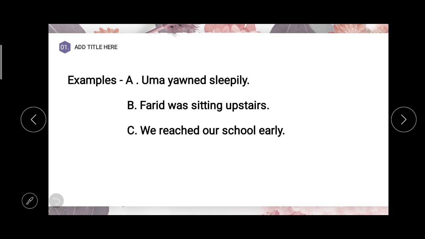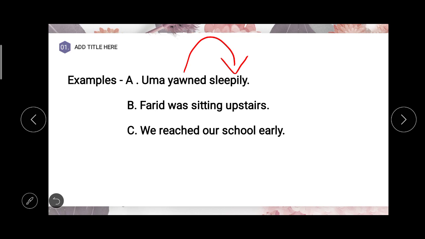So number one is Uma yawned sleepily. Second example is Farid was sitting upstairs. And number three, we reached our school early. So here, students, in the first example, if you question how did Uma yawn, the answer will be sleepily. So the verb yawned has been described by the word sleepily, meaning it is giving us more information about the verb, and it is telling us how yawning has been done.